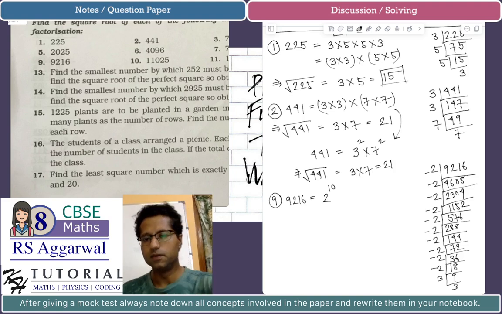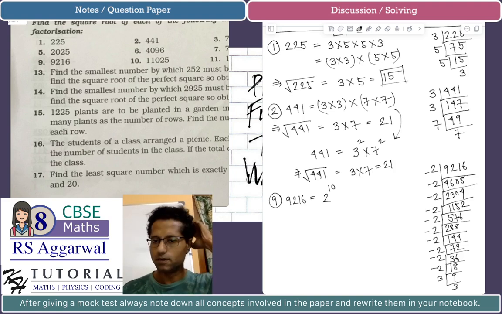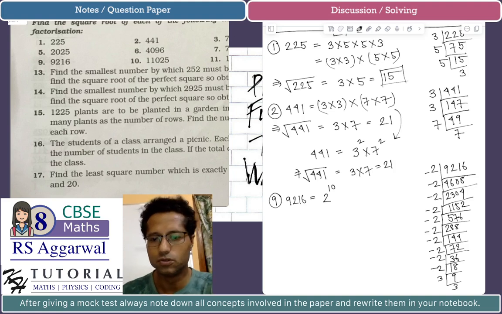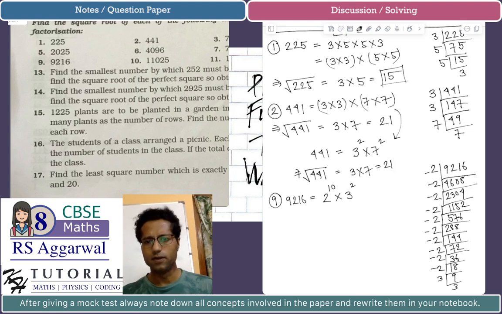Why? It will be 2 multiplied by 2, 10 times. So we have 2 to the power 10. And then we have 3 square. So I'm doing it in a little different way. But anyway, the common step is that you have to find the prime factorization. You have to find all the prime factors.